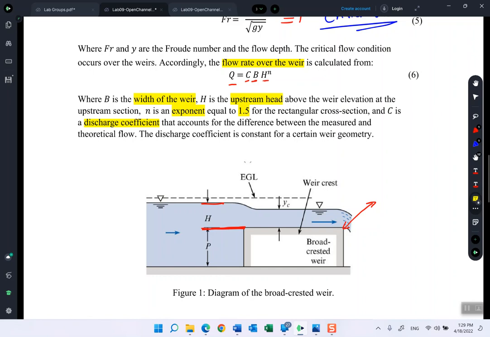So just imagine that we have a certain weir and we would like to calibrate this weir, so we can use it in our flow. Then we can use this weir to measure the flow within any similar channels. I don't have to calculate the discharge coefficient again.